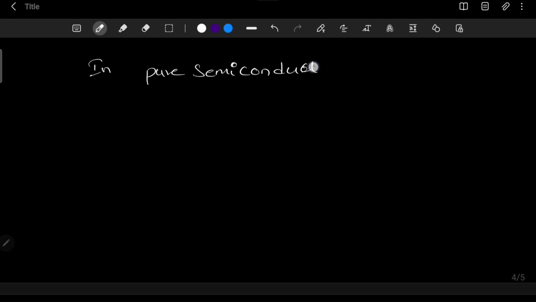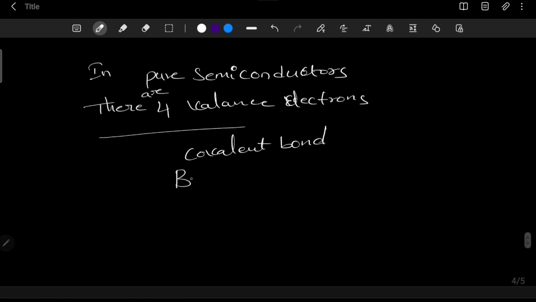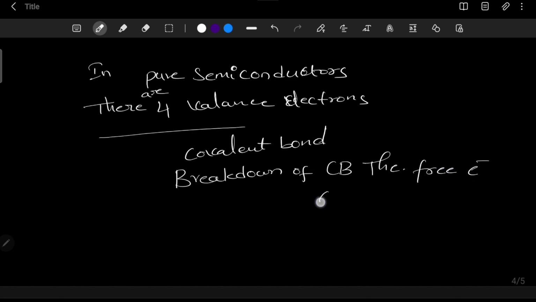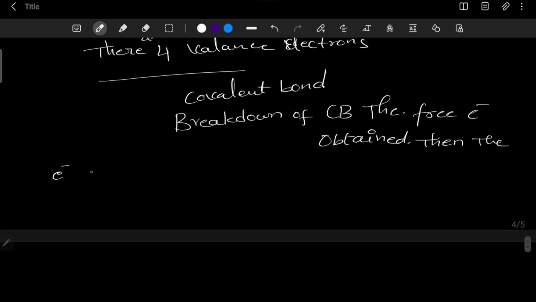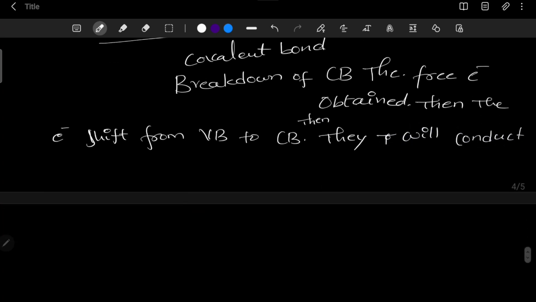In the pure form of semiconductors, we have only 4 valence electrons. Those 4 valence electrons will form the covalent bond. This covalent bond is broken at room temperature. After the breakdown of the covalent bond, free electrons will be obtained. Those free electrons will move from the valence band to the conduction band. Only then will they conduct, and this conductivity is very low.